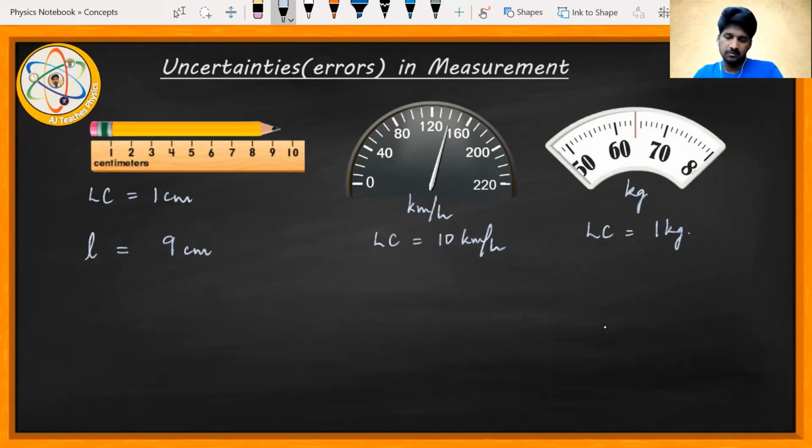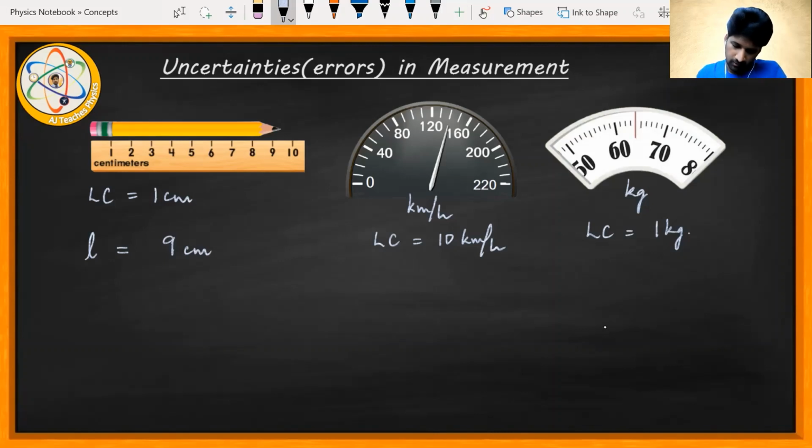But there is some deviation as well. There is an uncertainty in this measurement. You're not sure that it is 9 centimeters. So we need to indicate the possible deviation in measurement as well. And the possible deviation in measurement would be the least count of the instrument.